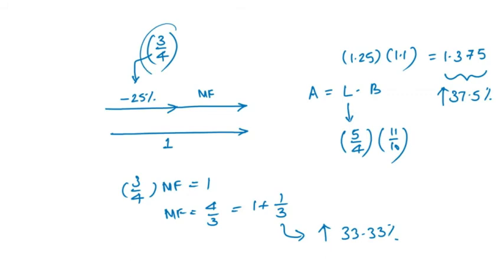How did I reach 3 by 4? Reduction, 1 minus 1 by 4. Therefore that is equal to 3 by 4. How did I reach 1 by 4? Because 1 by 4 is 0.25, that is 25%. So a 25% reduction means 1 minus 25%. That is nothing but 1 minus 1 by 4, that is nothing but 3 by 4. If anyone has not understood any of these, please make it a point to ask me.